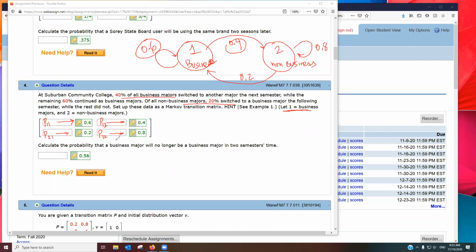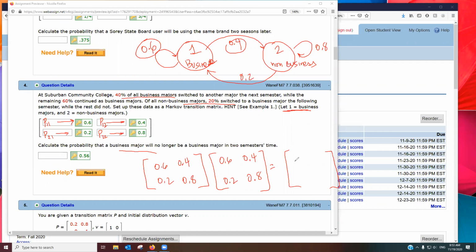All right, so now they're asking us to calculate the probability that a business major will no longer be a business major in 2 semesters. Again, what they're asking me to do is take this transition matrix and multiply it by itself to see what is the impact after 2 semesters. So I'm going to multiply these together. Now, again, I don't have to do the entire multiplication. I just need to figure out what cell they want in this answer. Here are the 4 cells that I could calculate, but I only need one answer here.